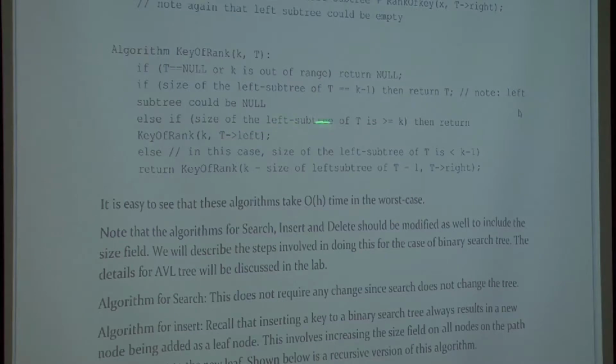Else, if the size of the left subtree is greater than or equal to k, which means it's actually greater than k minus 1, right? Then you recursively compute the key of the rank k in the left subtree. Else, you return the key of rank k minus the left subtree size minus 1, which is exactly what we said here, k minus i minus 1. Right. So exactly what we discussed here is just presented in the form of the pseudocode.